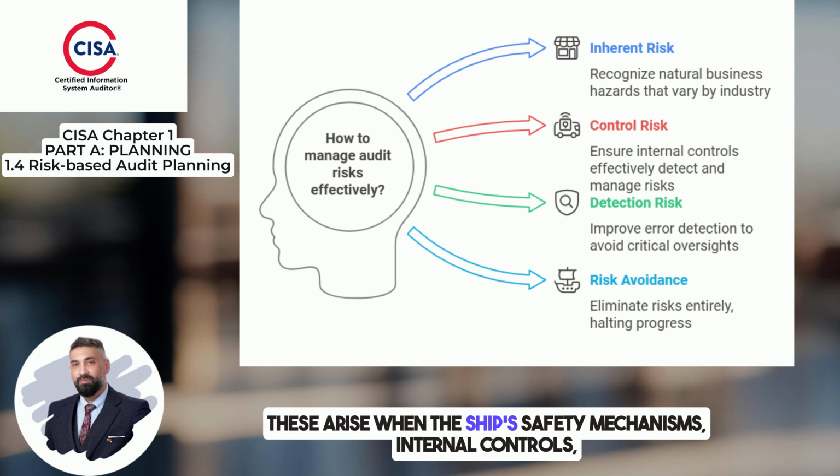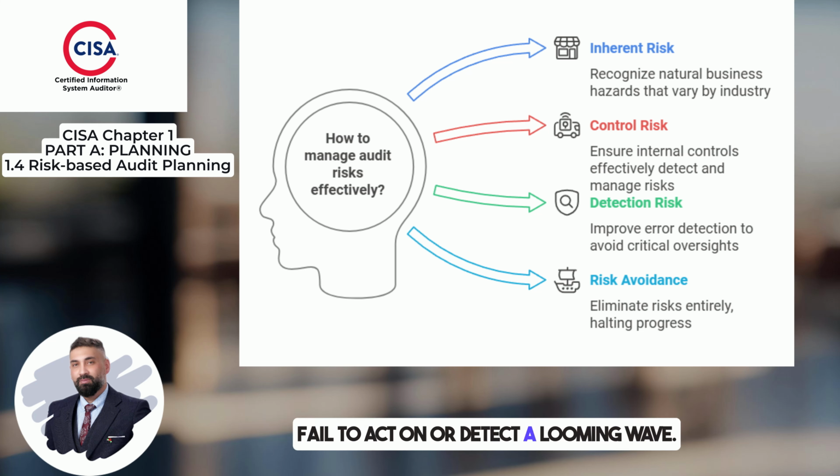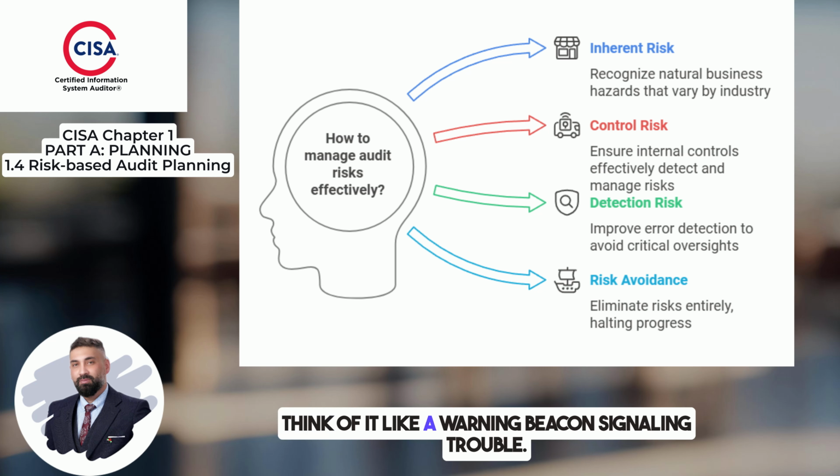Then there are control risks. These arise when the ship's safety mechanisms, internal controls, fail to act on or detect a looming wave. Think of it like a warning beacon signaling trouble. Sometimes the beacon is faulty, or you might be so focused on one hazard that another slips past unnoticed.